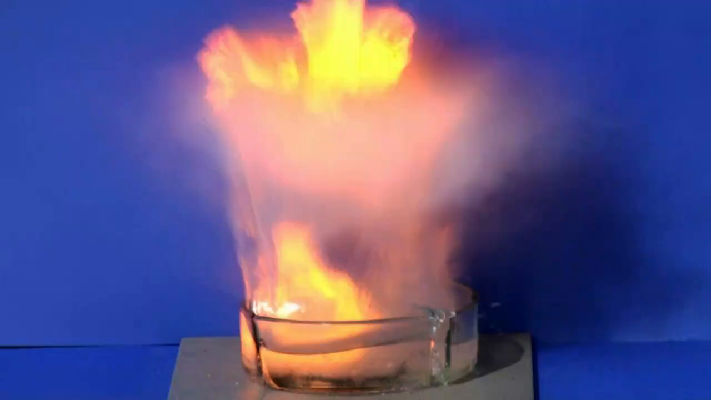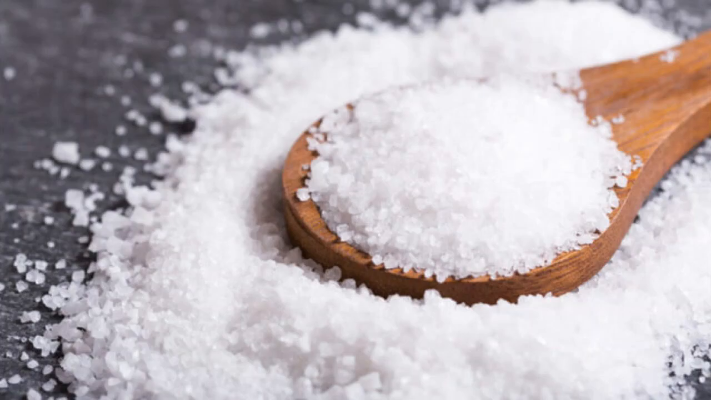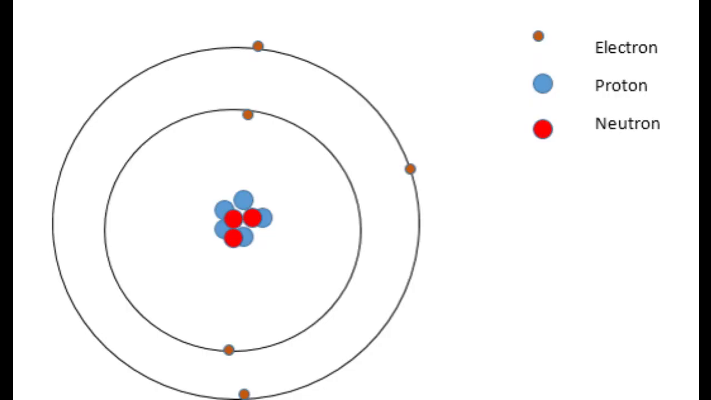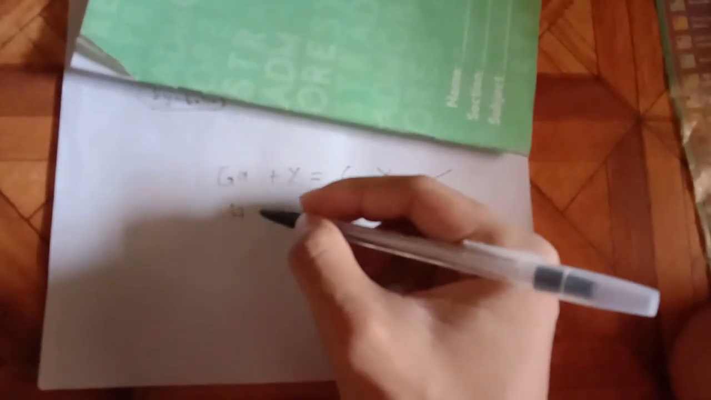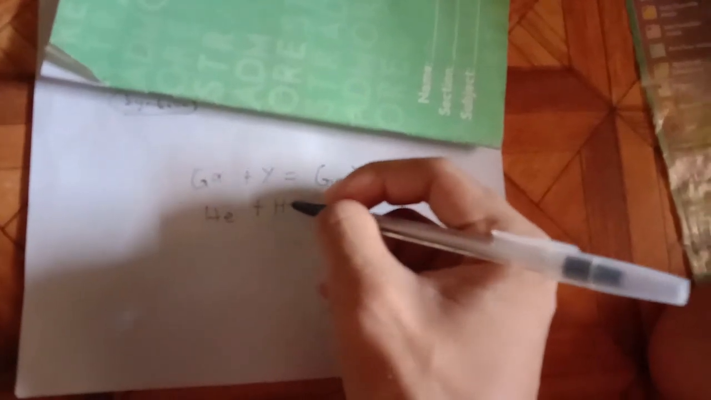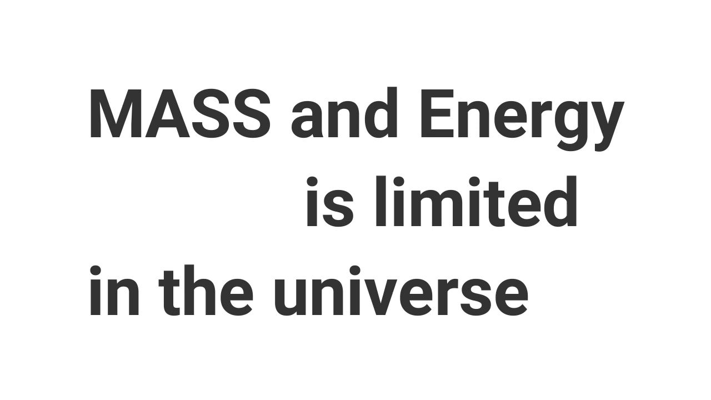Stoichiometry is the study of the relationship of reactants and products. Chemistry has three domains: macroscopic, microscopic, and symbolic. Stoichiometry uses symbolic chemistry to manipulate the amount of reactants to produce a specific amount of product, or vice versa. To understand this concept, we must first know the law of conservation of mass.